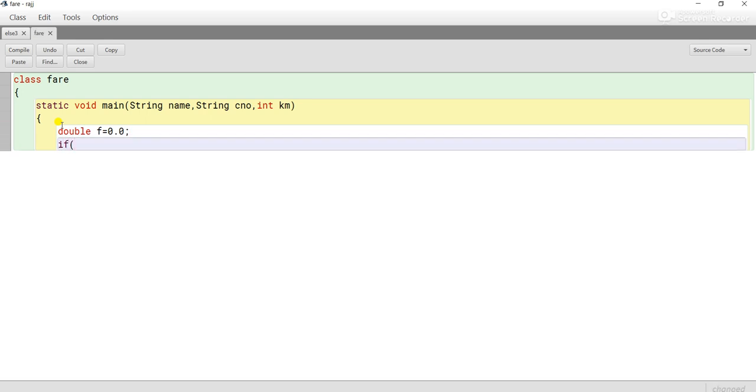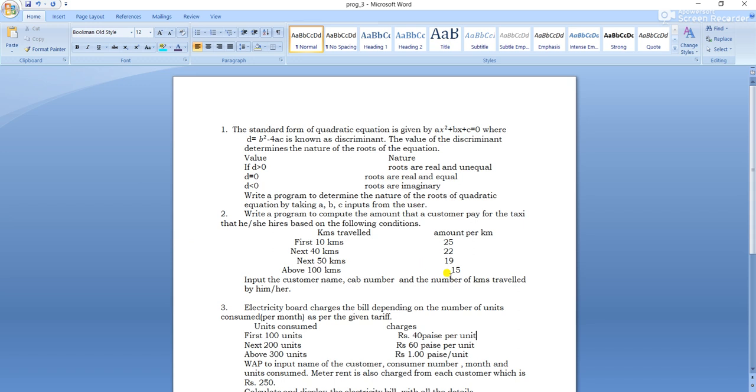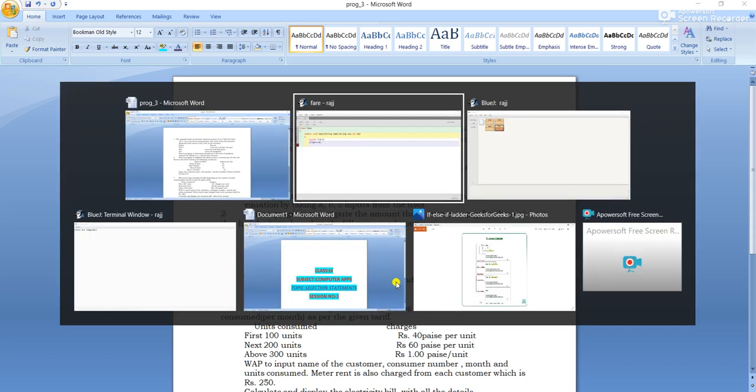What is the first condition? If number of kilometers is less than or equal to 10. Why? Because they mention up to 10 kilometers. You can see the table. Yeah, this is the table. For the first 10 kilometers they are charging 25 rupees per kilometer. So that we need to write.